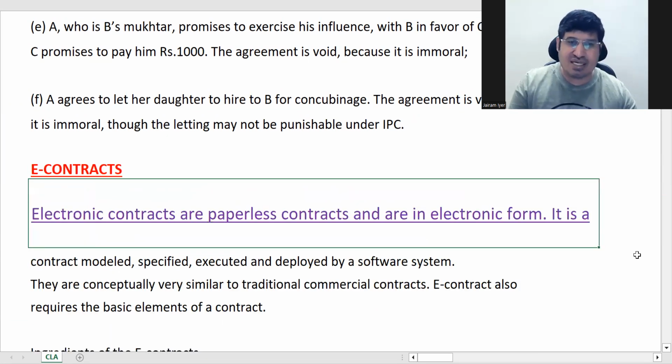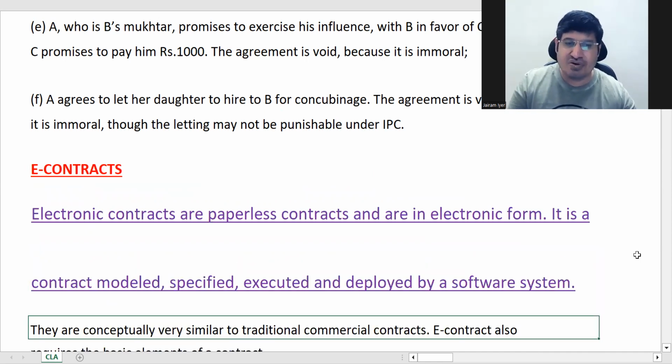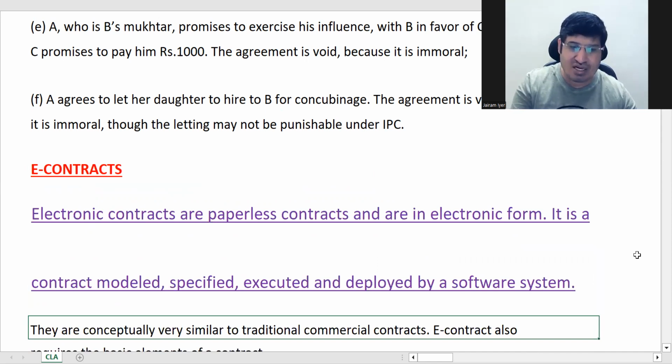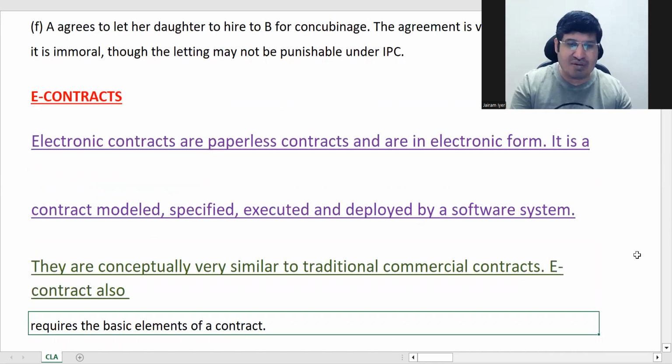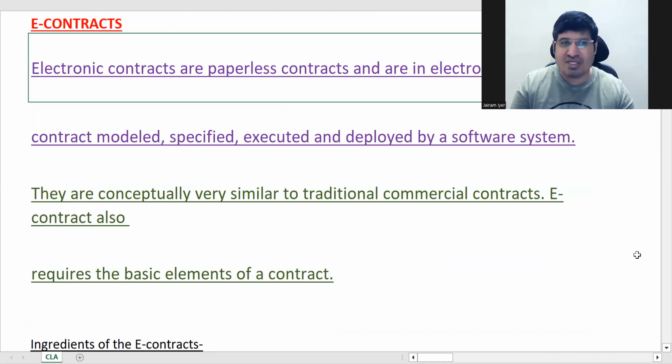So e-contracts are paperless contracts in electronic form. It's a contract modeled, specified, executed, and deployed by a software system. Directly, a contract is being generated by a software system. Conceptually, it is very similar to traditional contracts. They have the same basic elements of a contract, that is, the essentials of a contract. Everything is the same. The only thing is that it is not physical.